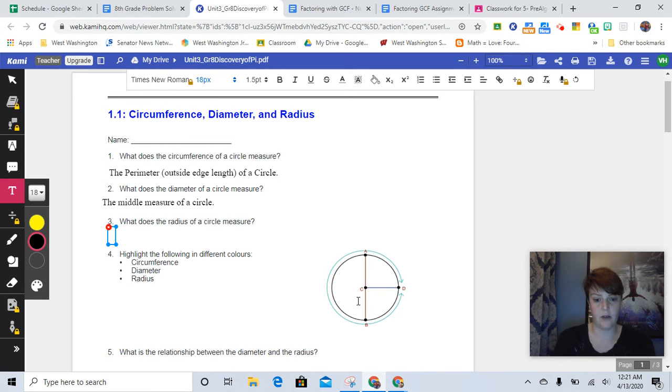They all go there to the center, and then each spoke is a radius. So it measures from the center of a circle to the, well, edge is an imprecise word, to a point on the circle.